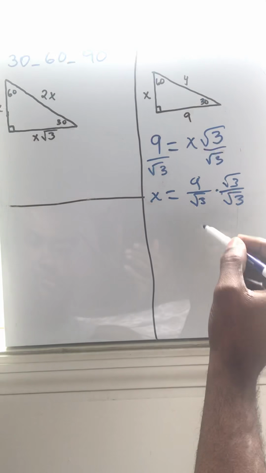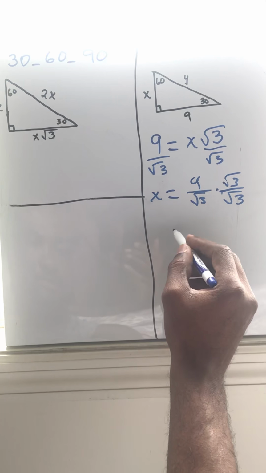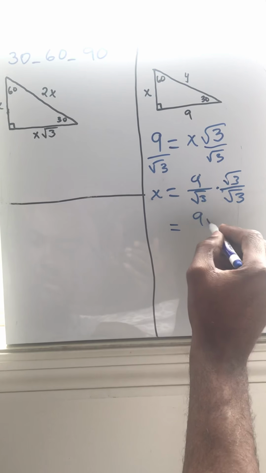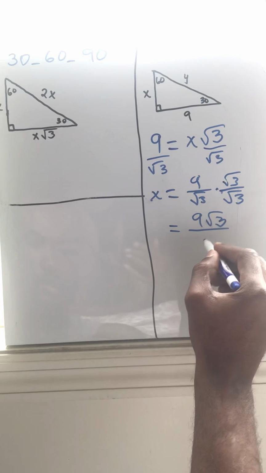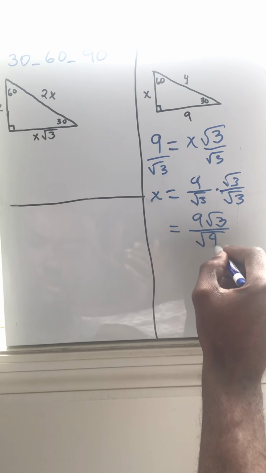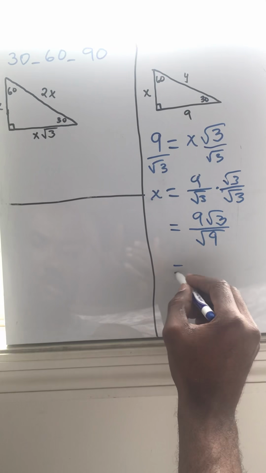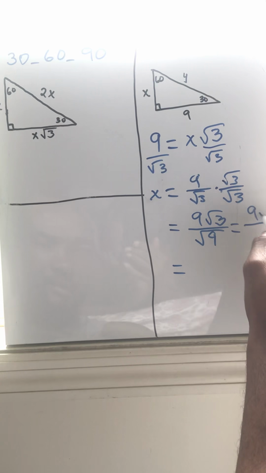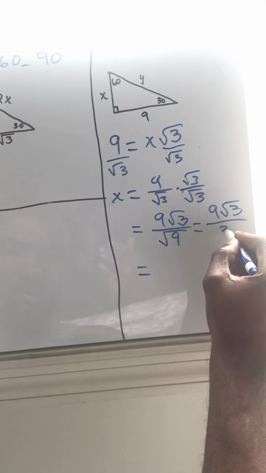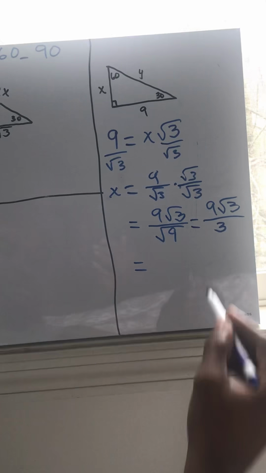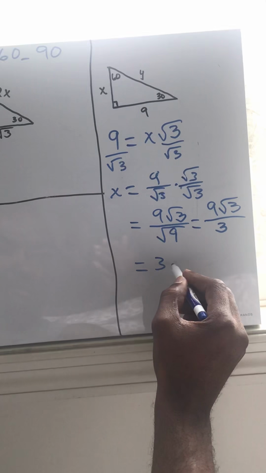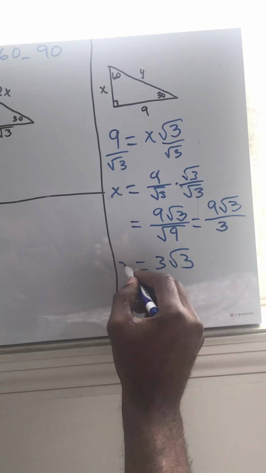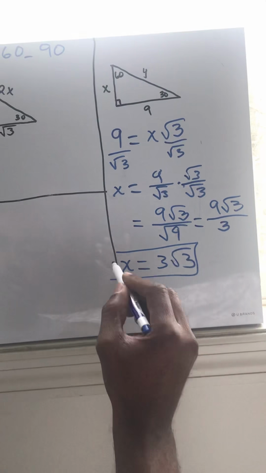So now I got 9 square root of 3 over the square root of 9, because 3 times 3 is 9. What is the square root of 9? The square root of 9 is 3. No more square root at the bottom. 9 divided by 3 is 3. So x equals 3 square root of 3.